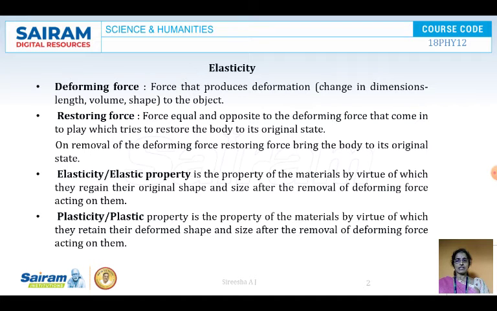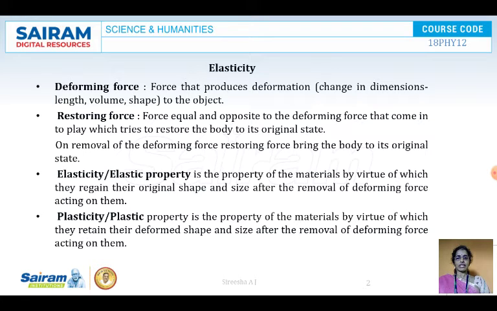Now we see what plasticity, or plastic property, is. It is a property of a material by virtue of which it retains its deformed shape and size after the removal of the deforming force acting on it. That means its deformed shape is retained. It is not coming back to the same position. Once there is a change in the length, volume or shape, it retains its deformed shape. It is not coming back to the original shape.